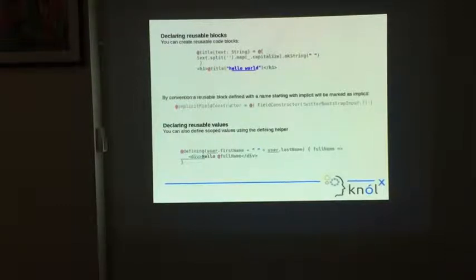You can also declare the implicit variable constructor in the code block. Like here we declare implicit field constructor and we pass the Twitter bootstrap input object.